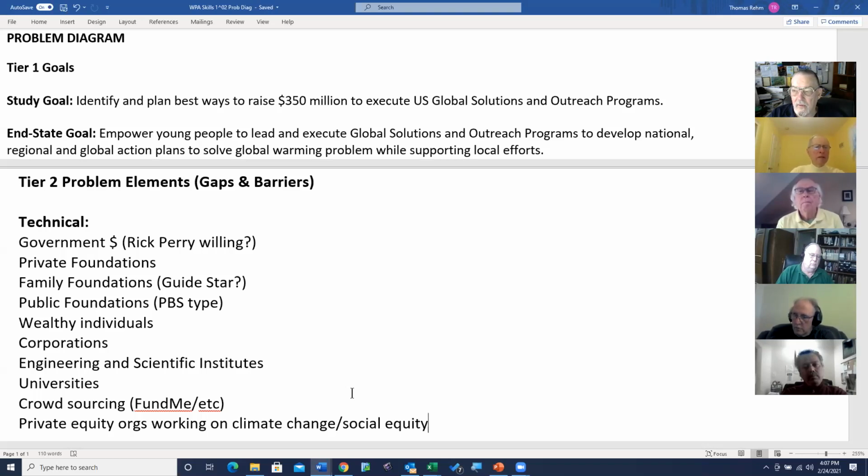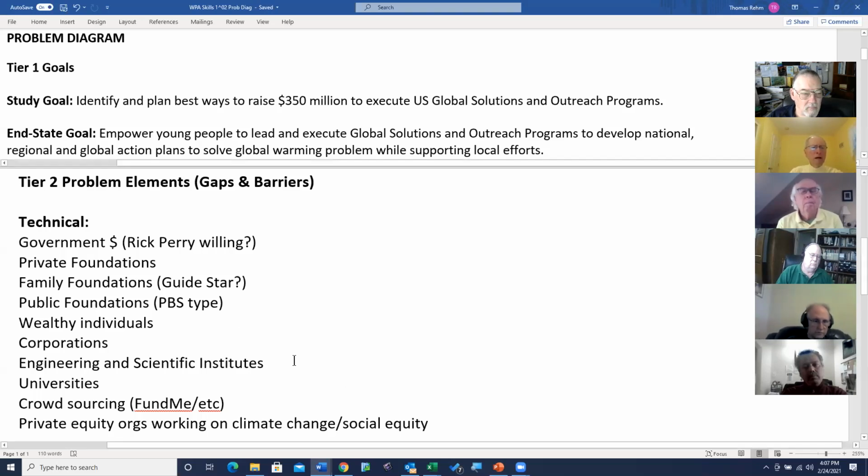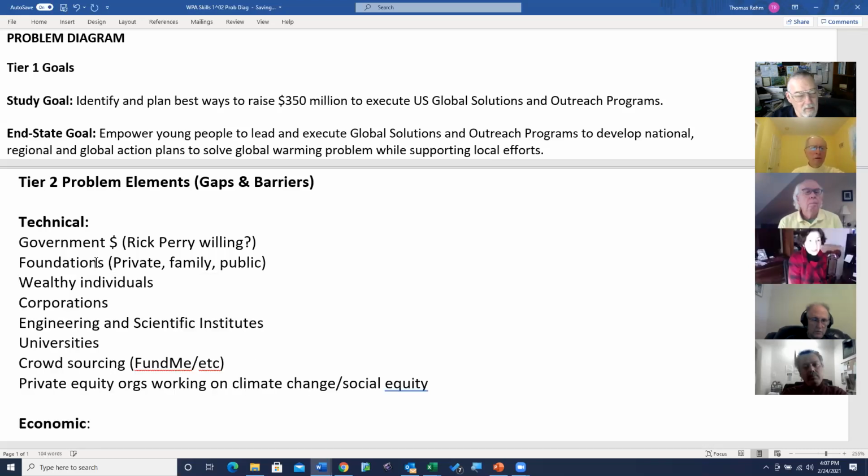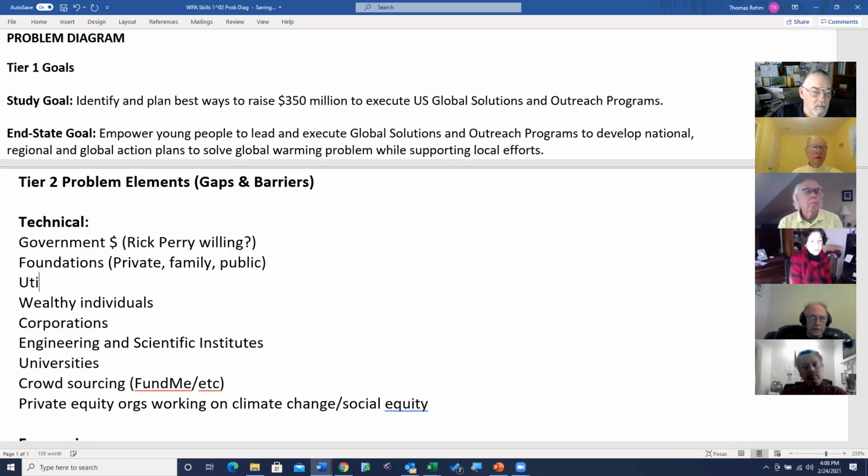Well, the one thing I would suggest under foundations is to put in parentheses: private, family, and public, and then we can have that as one major category. These are all examples that we need to consider. I think we should also have utilities in here because they're right there in the moment dealing with issues. Also, oil and gas companies.